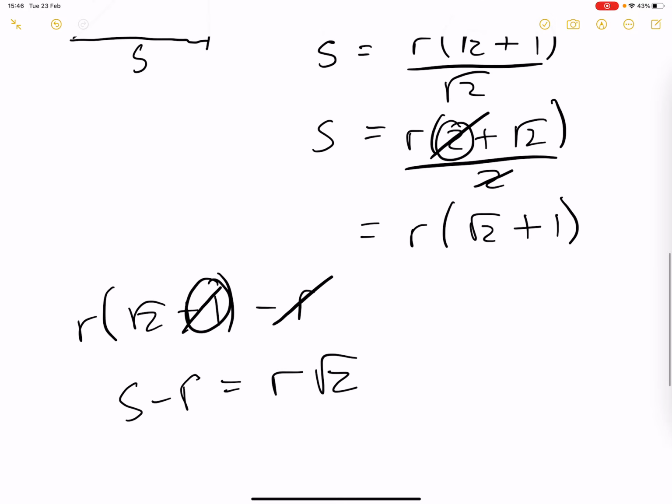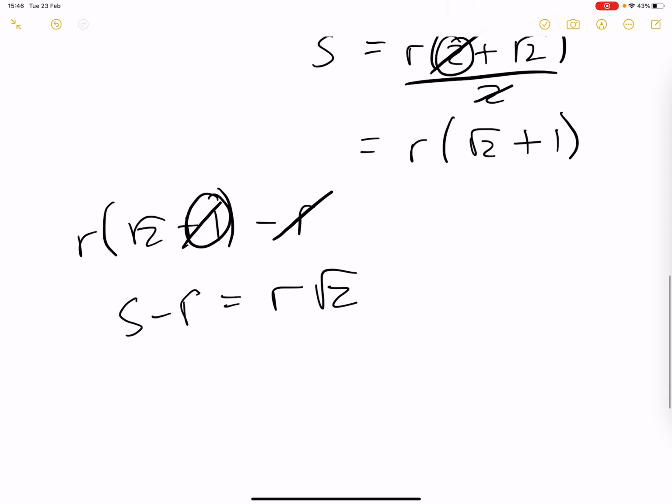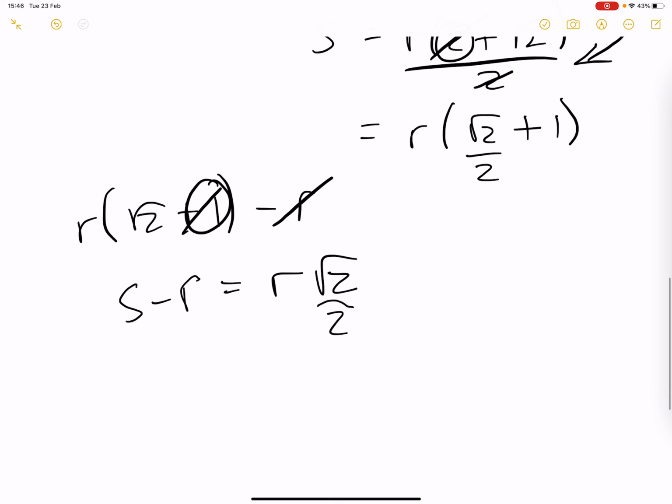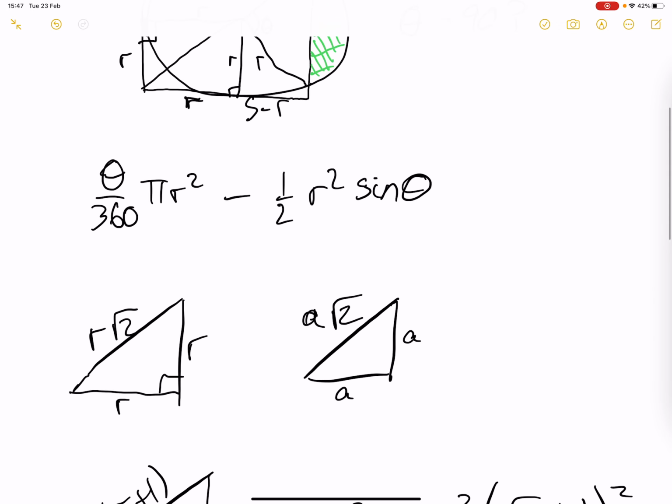Shouldn't that be over 2? Over 2. Sorry. R root 2 over 2. That's just because I forgot to put in the divided by 2, because when I cancelled here, I shouldn't have removed the 2. So that's got divided by 2. So I now have r times root 2 over 2 as my s minus r.